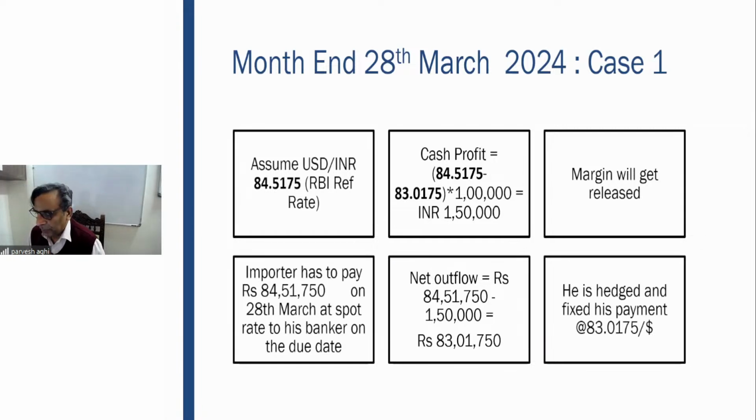I have hedged my position at 83.01. So he is hedged, and the amount is fixed at 83.01, the rate at which I bought, which is the rate I am going to pay ultimately. So whatever happens to the dollar, if the dollar goes up, I'm going to make a cash profit from the stock exchange, and that will nullify my loss in the actual spot market when I make a payment to my bankers. So the net result will be that I'm totally hedged.